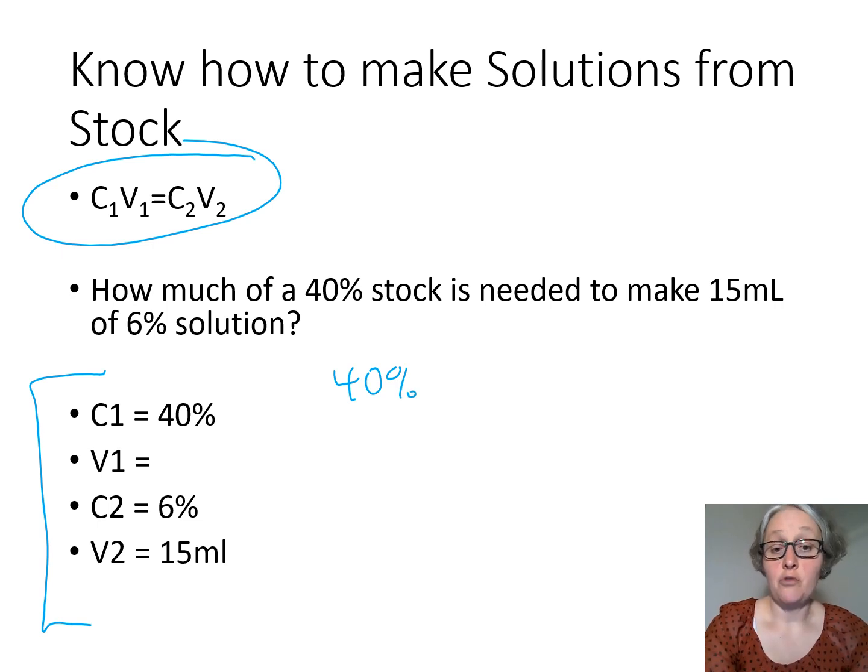Volume 1, I don't know. That's what I'm trying to figure out. How much of that initial stock do I need? So that'll be our X. The concentration of our new solution that we want to make is a 6% solution. And then we want to make a volume of 15 milliliters.